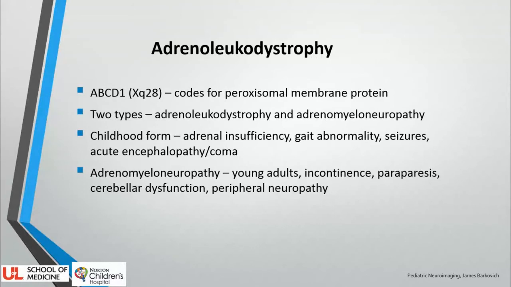Adrenoleukodystrophy occurs due to mutation of the ABCD1 gene, which codes for peroxisomal membrane protein. So gene mutation causes secondary failure of oligodendrocytes, and that causes decreased myelination. There are two types. The childhood form is adrenoleukodystrophy, which involves the brain only. The adult form is adrenomyeloneuropathy, which involves the brain and the spinal cord. Adrenal insufficiency in the childhood form either precedes or follows the onset of neurological signs and symptoms.